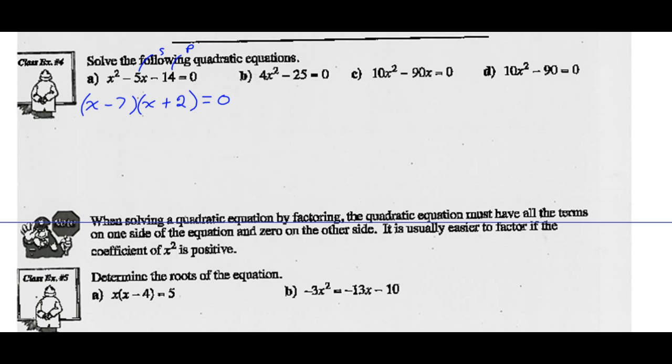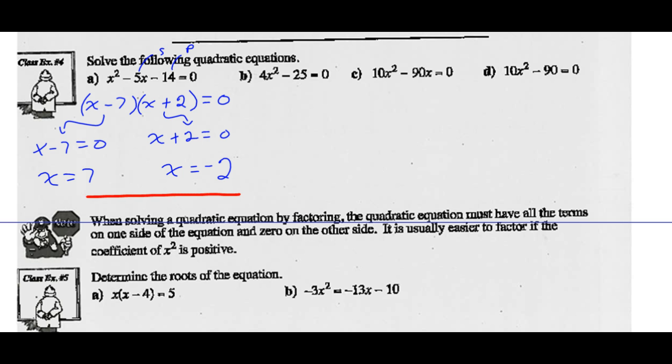I'm done factoring. Now I'm going to use my zero product law. Set each variable factor equal to 0. So x minus 7 can equal 0, or x plus 2 can equal 0. And solve these equations. Add 7 to both sides. Over here I'm going to subtract 2 from both sides. So my solutions are x equals 7, x equals negative 2. All right.